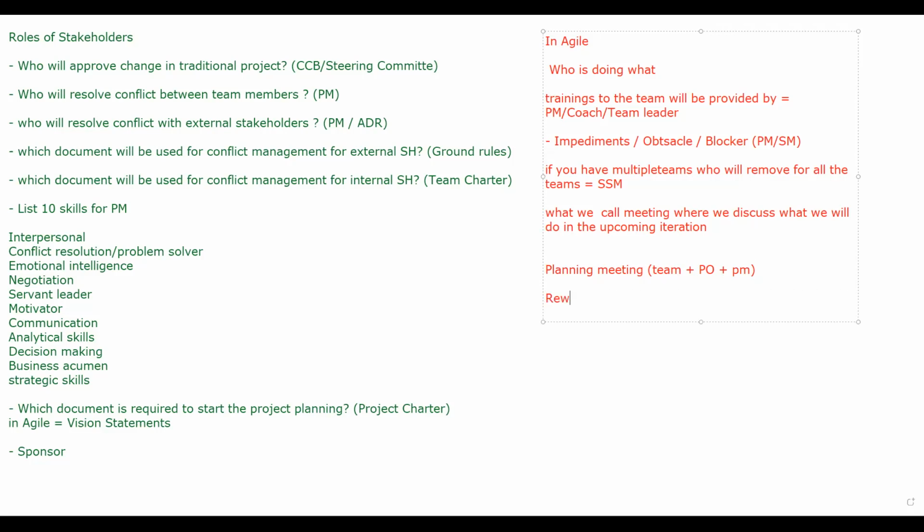In a retrospective, what do we do? In the retrospective, we will review what went wrong in the process, or quality, or what troubles we faced, and how to avoid them. We will decide new ways, how to do things differently or newly in the next iteration or in the next phase. Perfect.